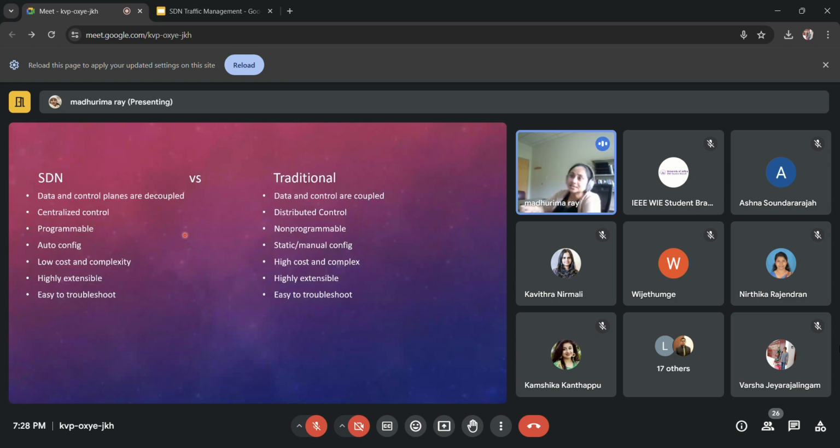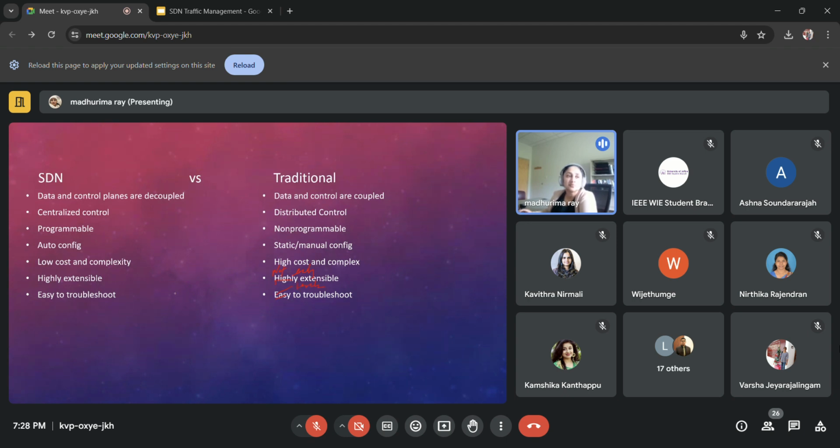Highly extensible. This will not be extensible. This will not be that extensible. So what do you mean by extensible? So let's say I want to extend the network, and, actually, I should change this. So this is not highly extensible. That is not easily extensible. And this is also harder to troubleshoot.